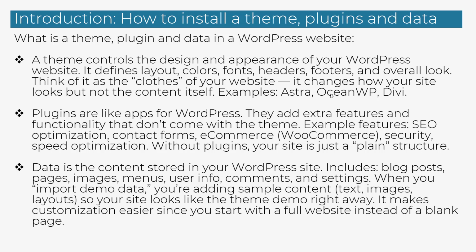Data is the content stored in your WordPress website, which includes blog posts, pages, images, menus, user info, comments, and settings. When you import demo data, you are adding the sample content, which is text, images, and layout, so your site looks like the theme demo right away. It makes customization easier since you start with a full website instead of a blank page.